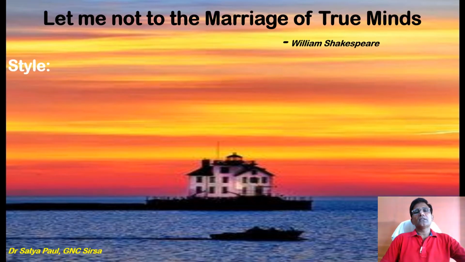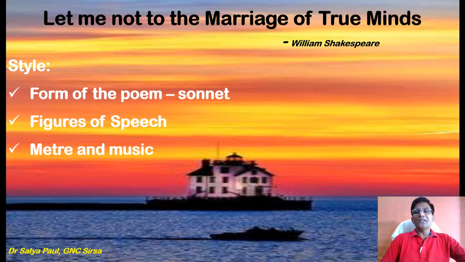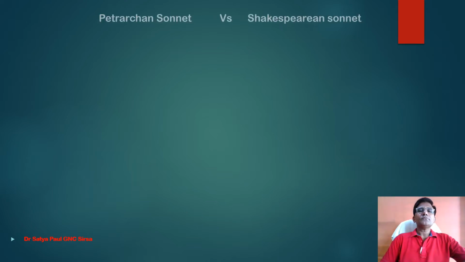So next is the stylistic part. Style. What is the form of the poem? As I have already told you, the poem is a sonnet and it has 14 lines in it. What figures of speech have been used in this poem? What meter has been used? How has the poem been made musical? And what is the rhyme of the poem? These aspects we shall discuss in this lecture on the stylistic part of the poem.